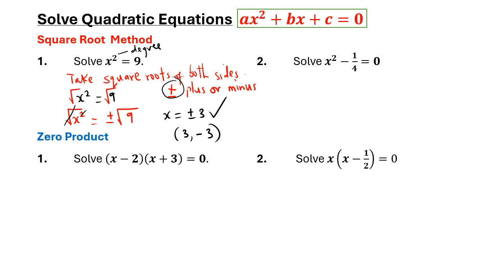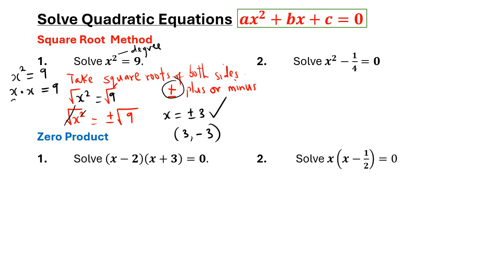Let us consider this equation, x squared is equal to 9. What does x squared mean? X squared means x times x equals 9. So we're looking for two copies of the same number to multiply to give 9.